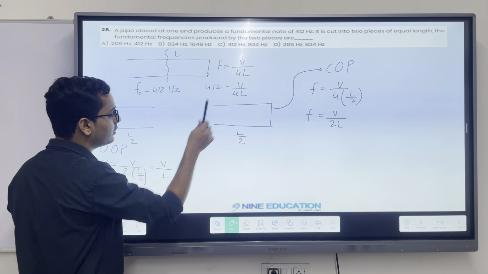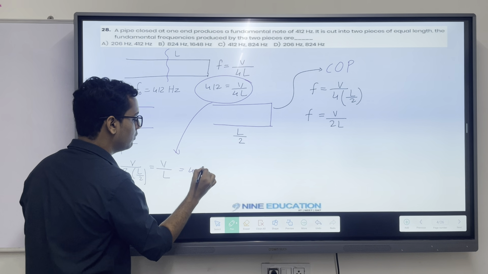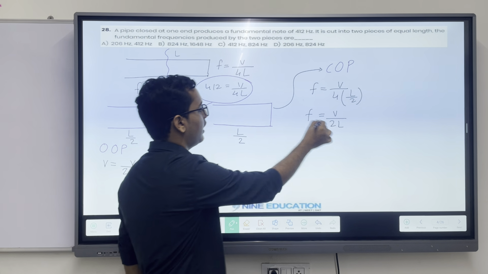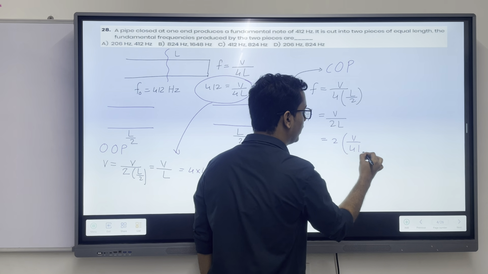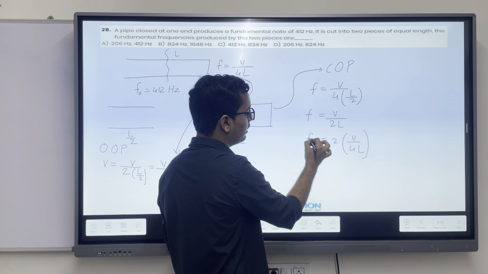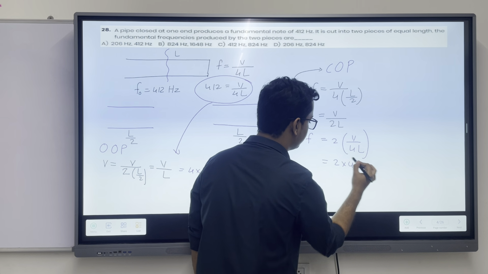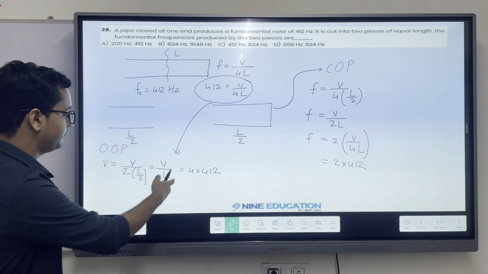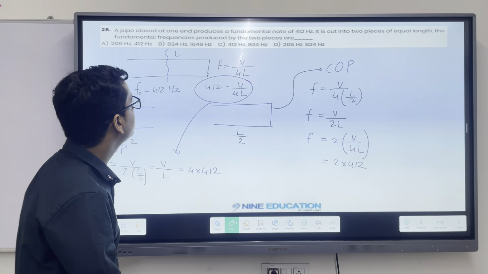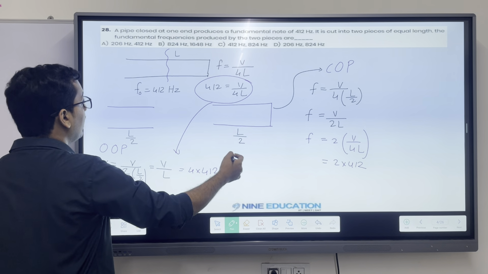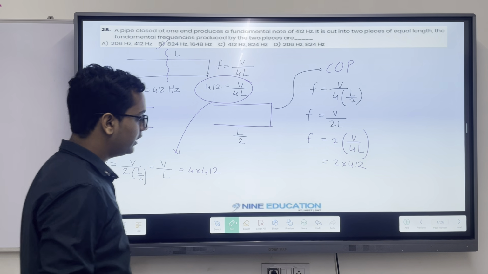So if you substitute this value over here, you are going to get this will be equal to 4 into 412. And again, here I can write this as 2 into v divided by 4L. Clear? I can write it like this, the fundamental frequency of the closed organ pipe. So it's nothing but 2 into 412. Right? I got the frequencies. So this is for open organ pipe and this is for closed organ pipe. So which option is matching? I believe this one, D. Okay. Right?